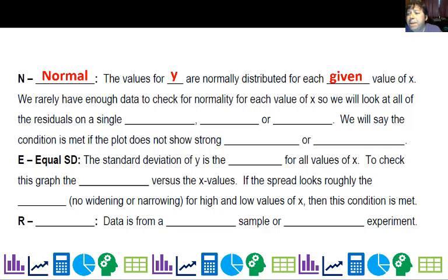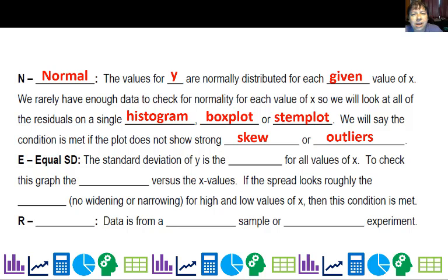But there is a way to check this. So what we do is we look at the residuals on a single histogram, box plot, or stem plot. And we'll say the condition is met if it does not show strong skew or outliers. Mild skew is okay. It's strong skew. And it's rare that you're normally going to have problems. It's not going to be a pretty normal distribution when you graph it. It's very rare because we don't have that many points.